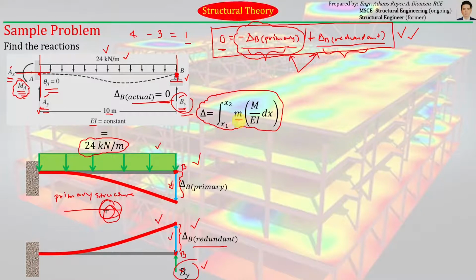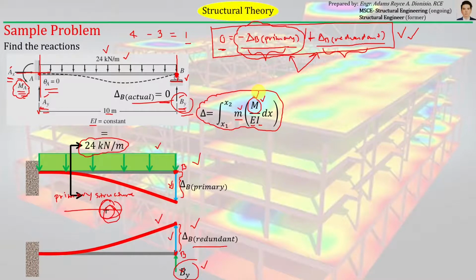Small m is just the moment equation from the structure loaded by a unit load, and then capital M is the moment equation from the given structure. E is the modulus of elasticity, I is the moment of inertia of the given structure. X1, X2 are just the limits for these moment equations. Okay, so let's start with the computation of the capital M of the bending moment.